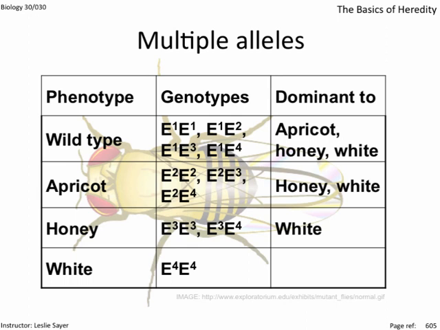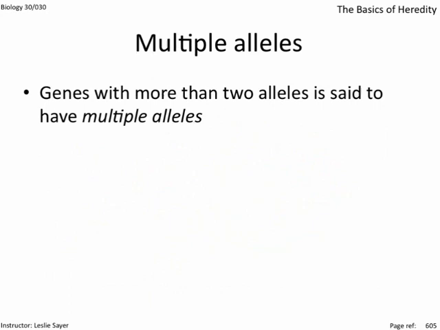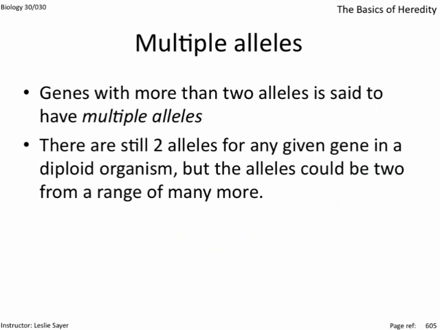If the genotype contains the E1 allele, it doesn't matter what the other allele is. The phenotype is wild-type. If the genotype contains an E2, but not an E1, the phenotype is apricot. The most recessive is the E4 allele. Again, test crosses would be with the white phenotype. So genes that have more than two alleles are said to have multiple alleles. There are still two alleles for any given gene in a diploid organism, but the alleles could be two from a range of many more.